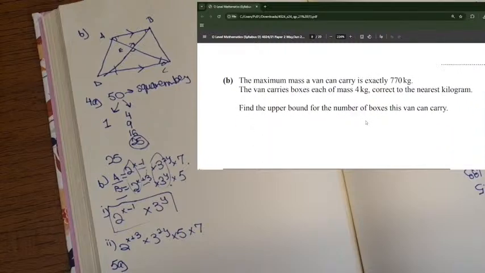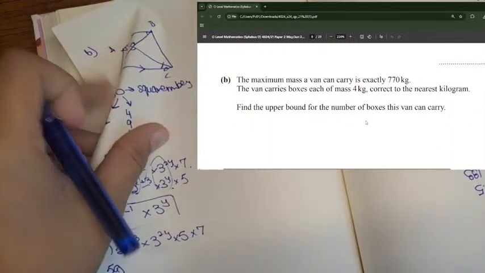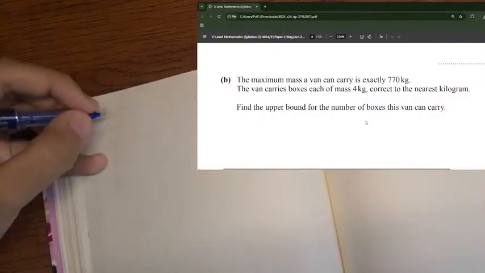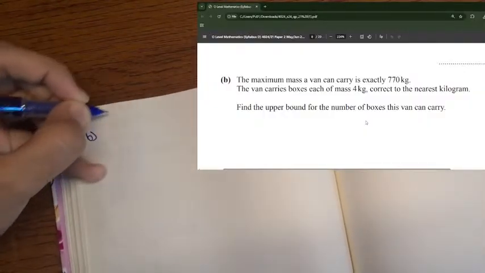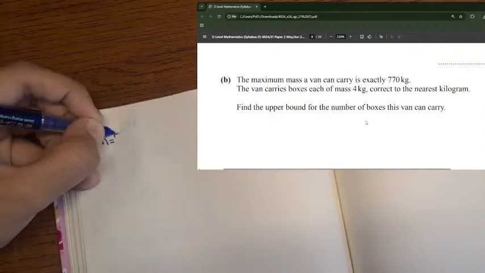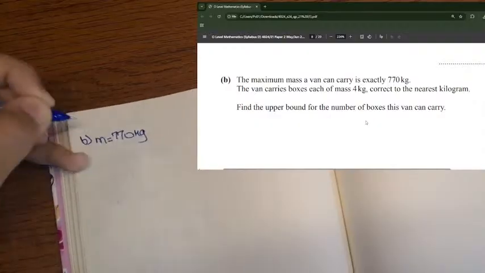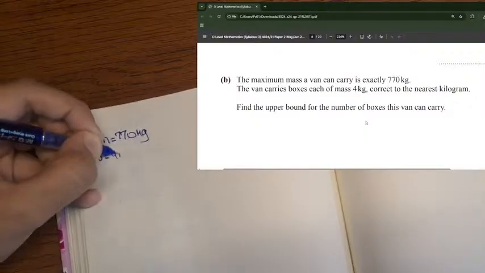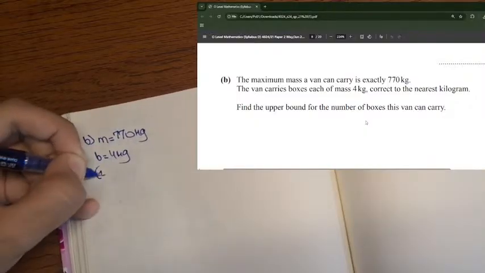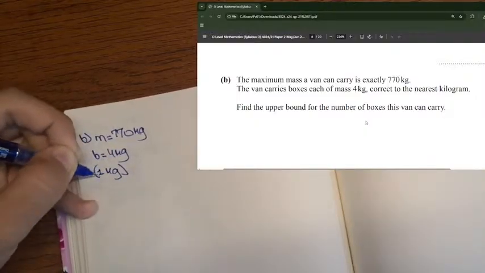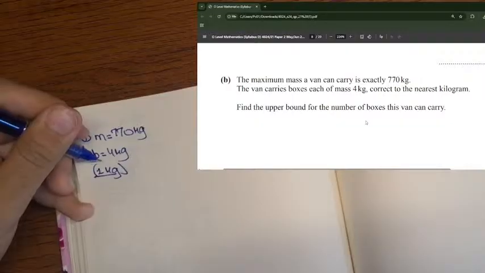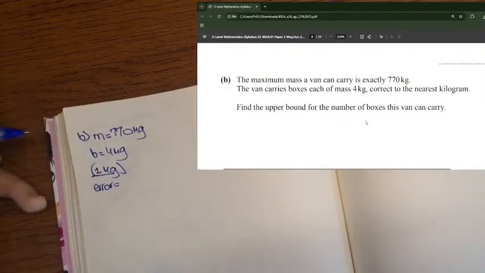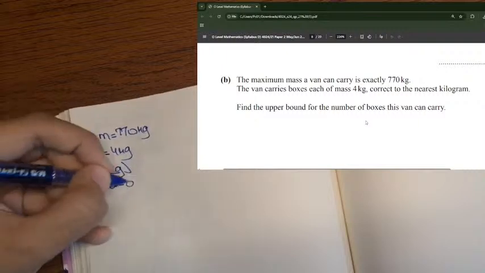Now, they've given us upper bound, lower bound questions. Let's solve it. The maximum mass a van can carry is exactly 770 kg. And they're saying that the van carries boxes of 4 kg each, correct to the nearest kilogram. So if it's correct to the nearest kilogram, that means the accuracy is 1 kg. And since that is the accuracy, the error will be half of the accuracy, which is 0.5 kg.